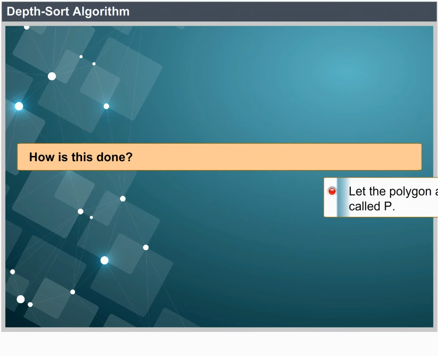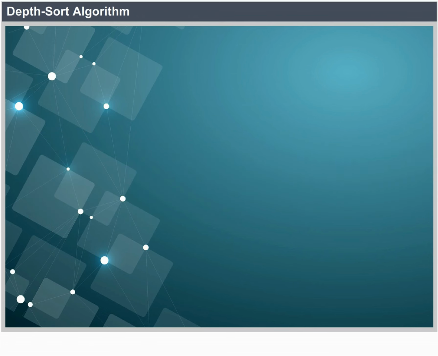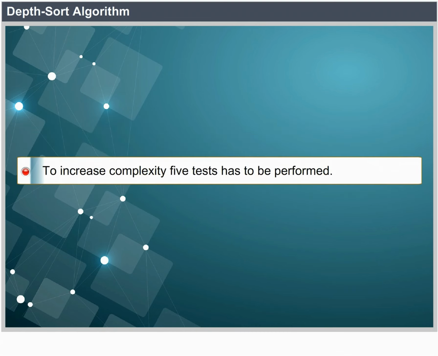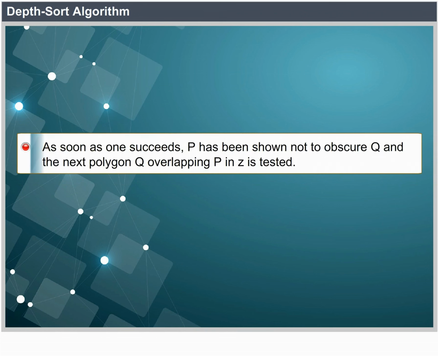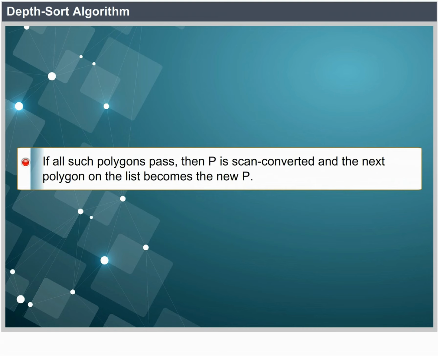How is this done? Let the polygon currently at the far end of the sorted list of polygons be called P. Before this polygon is scan converted into the frame buffer, it must be tested against each polygon Q whose z extent overlaps the z extent of P, to prove that P cannot obscure Q, and that P can therefore be written before Q. Up to 5 tests are performed in order of increasing complexity. As soon as one succeeds, P has been shown not to obscure Q, and the next polygon Q overlapping P in z is tested. If all such polygons pass, then P is scan converted and the next polygon on the list becomes the new P.